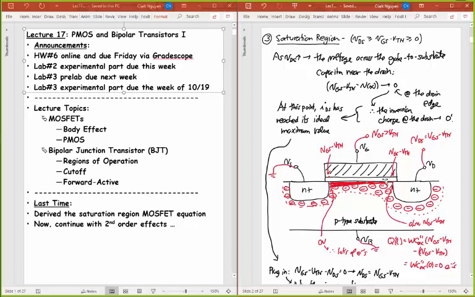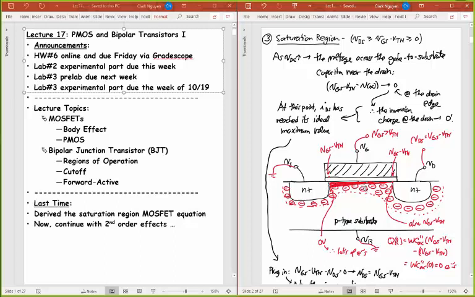So that means that the channel has formed. I have a channel of mobile carriers, in this case electrons, for this NMOS device. It's NMOS because I have N plus source and drain. But in addition, the voltage across my drain to source is now larger than VGS minus VTN. And we talked about what happens when you have this particular set of voltages. What happens is we pinch off the channel of mobile carriers here.